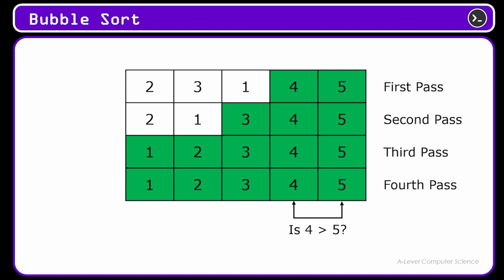The last pass in a bubble sort algorithm shouldn't have any swaps. And that's the computer's way of knowing that all swaps have occurred. And this is my final list.